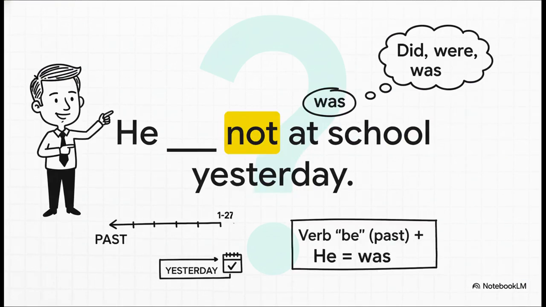Number 6. He blank not at school yesterday. A, did, B, were, or C, was. This is our special verb, and with he, the answer is C, was. He was not, or he wasn't.